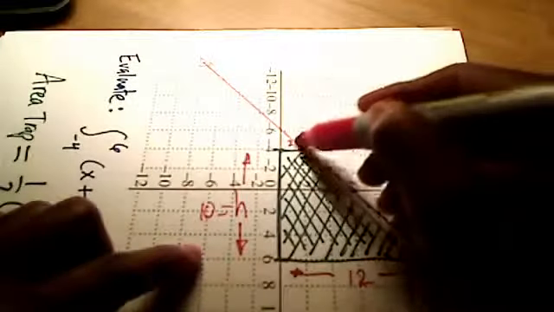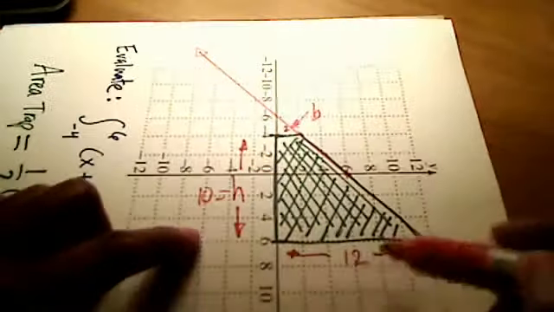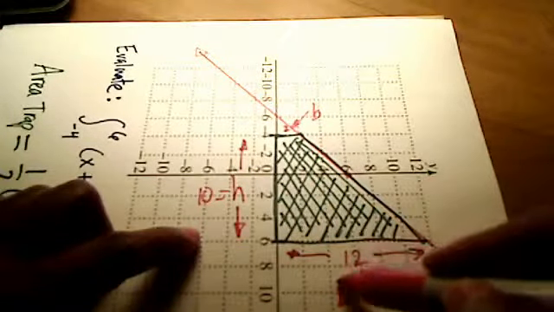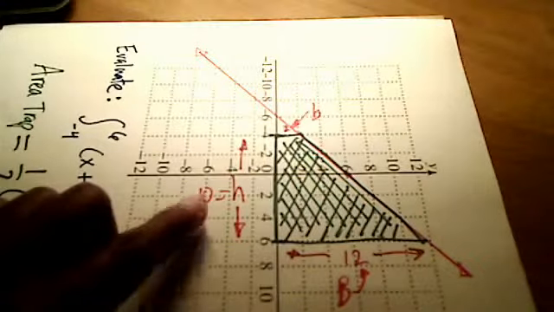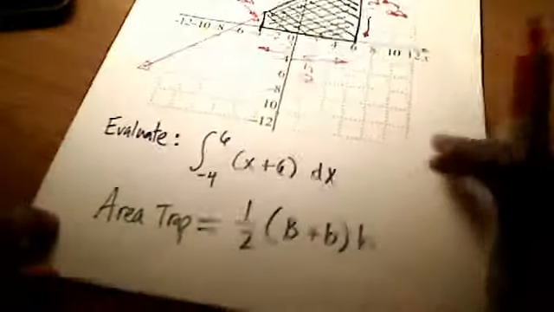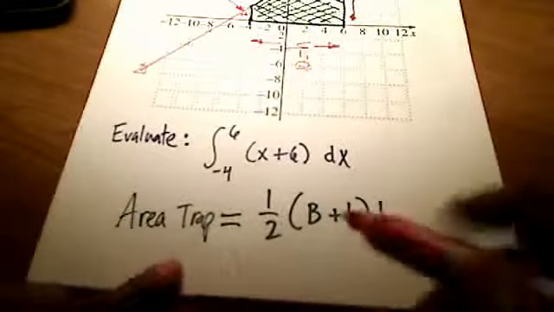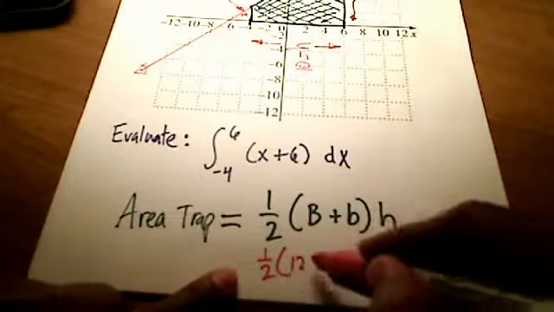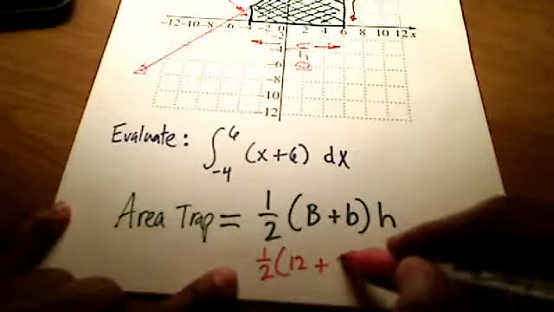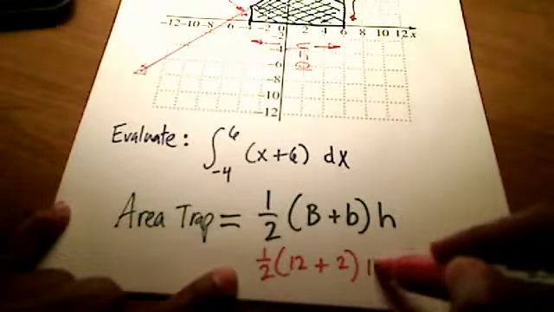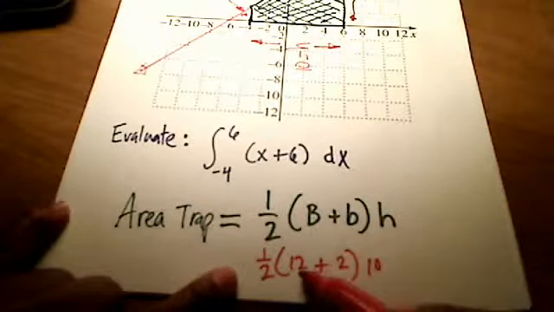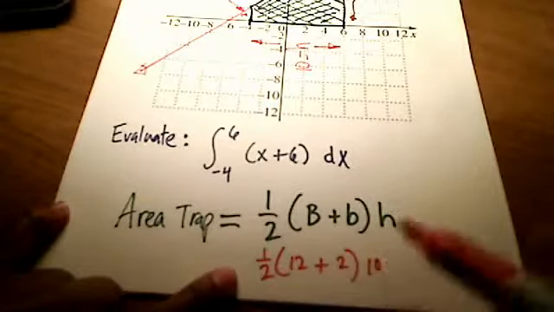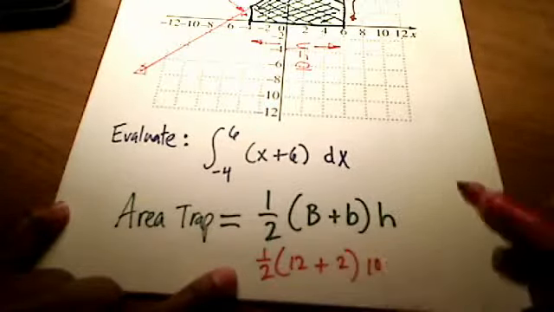Alright, I've got everything I need. This is my little b, this is my big B, and I've got a height of 10. So using my trapezoid area formula, I've got 1/2 times the big base, which was 12, plus the little base, which was 2, times my height, which is 10. I hope you see that that's just a 14 inside the parentheses. Half of 14 is 7, and 7 times 10 gives me a total area of 70.